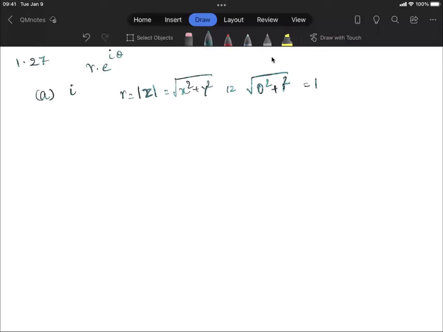So we have r as 1, and in this case, we know y is equal to 1, which is nothing but r sine theta, which is nothing but 1 times sine theta. So sine theta equals 1 implies theta is 90 degrees or pi by 2 radians. So i can be written as e to the power i pi by 2.